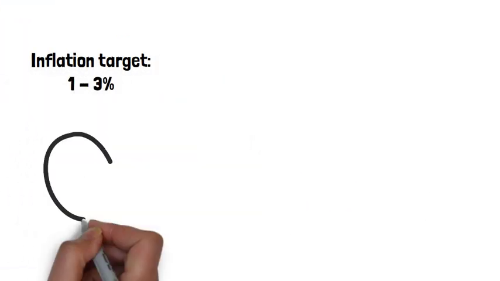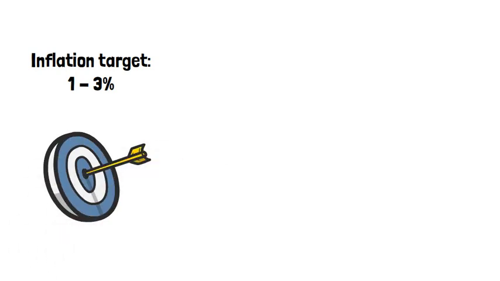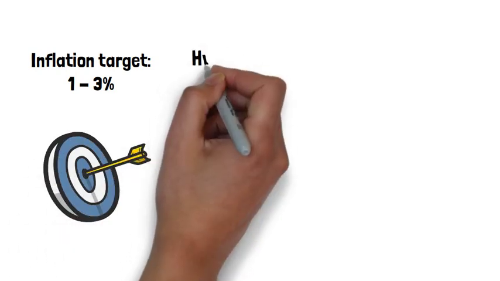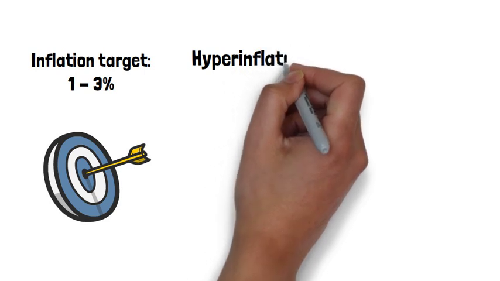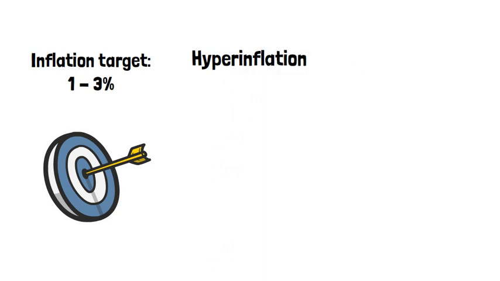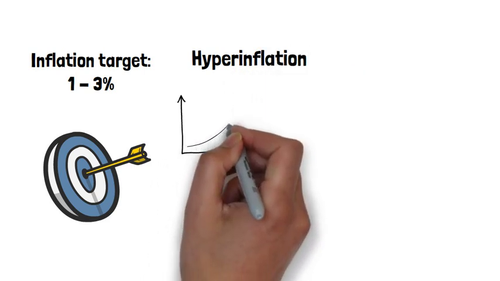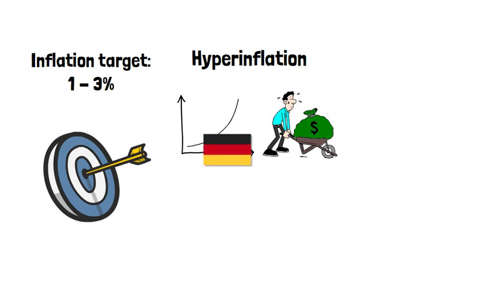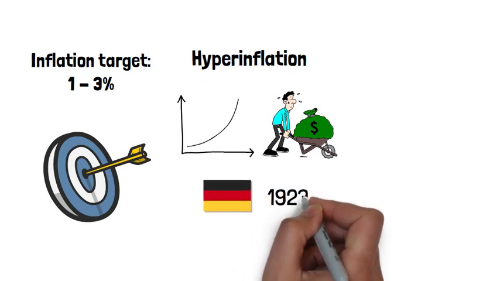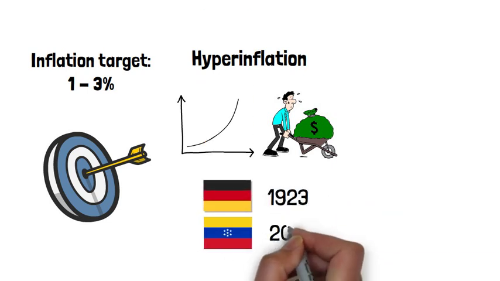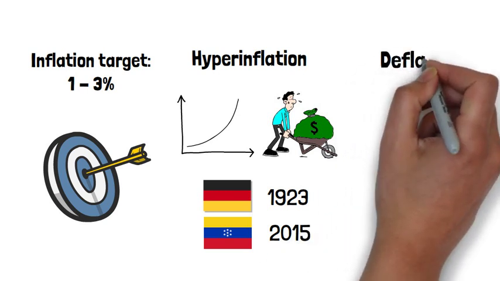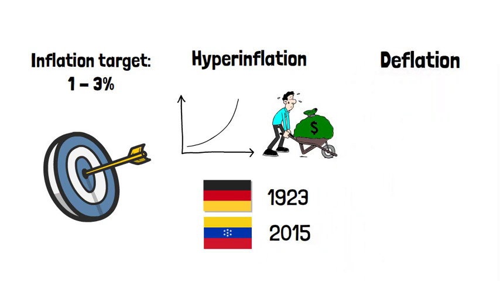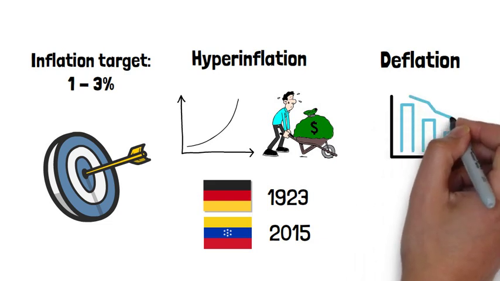Today, most countries aim for an inflation rate somewhere between 1 and 3%. If inflation is very high, it can get out of control and turn into hyperinflation. In this case, prices rise at a faster and faster rate, and people lose confidence in the currency. This happened in Germany in the 1920s and in Venezuela in 2015. If prices fall, then there is negative inflation, also called deflation.